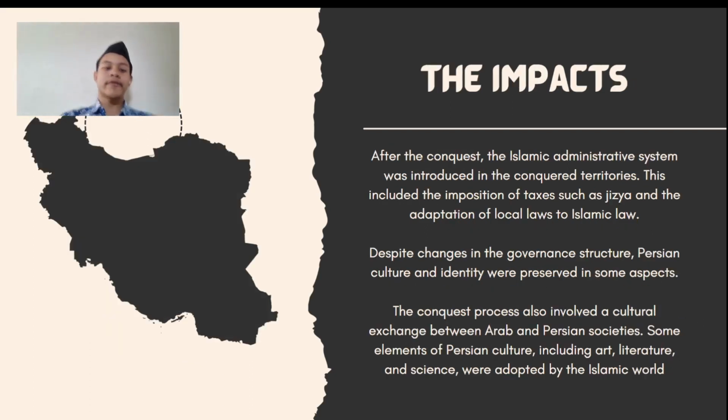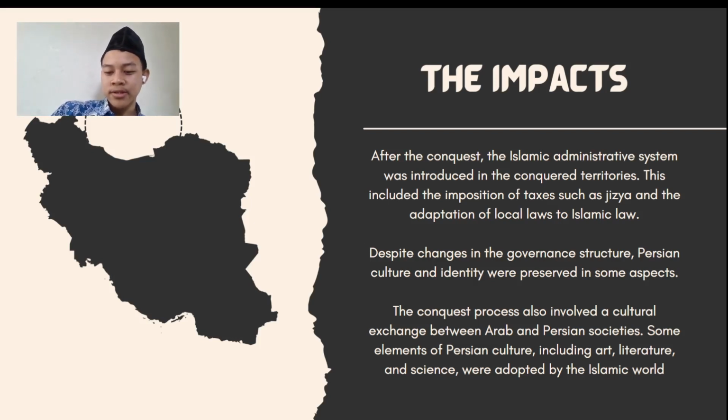Next, the impact of this conquest is very large, and this impacted the administrative system. The Islamic administrative system was introduced to the conquered territories, so Mesopotamia and the other territories, including the imposition of taxes, such as jizya, and adaptation of local laws to Islamic law. So jizya, like zakat and stuff, is a religious tax that was applied, and they also followed the Sharia. Despite changes in this, a lot of Persian culture and identity were preserved in some aspects.